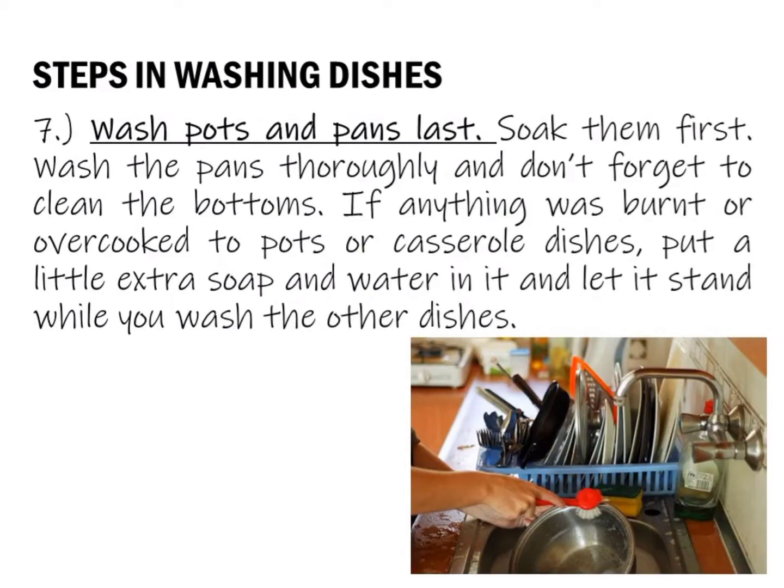Seventh, wash pots and pans last. Soak them first. Wash the pans thoroughly and don't forget to clean the bottoms. If anything was burnt or overcooked to pots or casserole dishes, put a little extra soap and water in it and let it stand while you wash the other dishes. Take note that any oil residue left will lead to burnt food during the next cooking session.